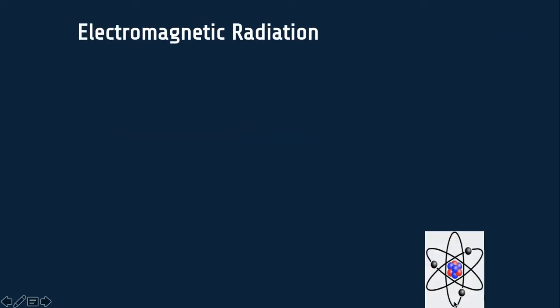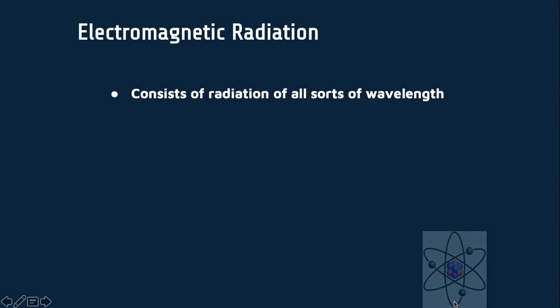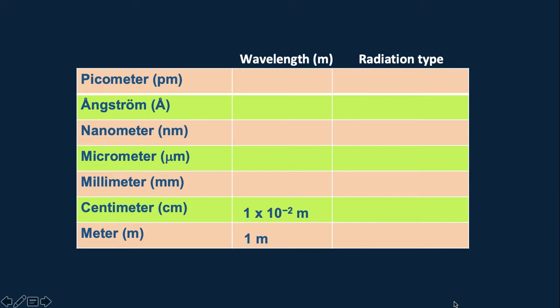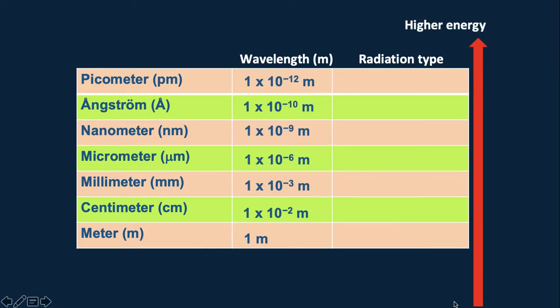Electromagnetic radiation consists of radiation of all sorts of wavelength and travels through space with the same speed, but differs in frequency and wavelength. Note that the speed of light is equal to 3 times 10 to the power of 8 meters per second. So, these are the wavelength and radiation type.